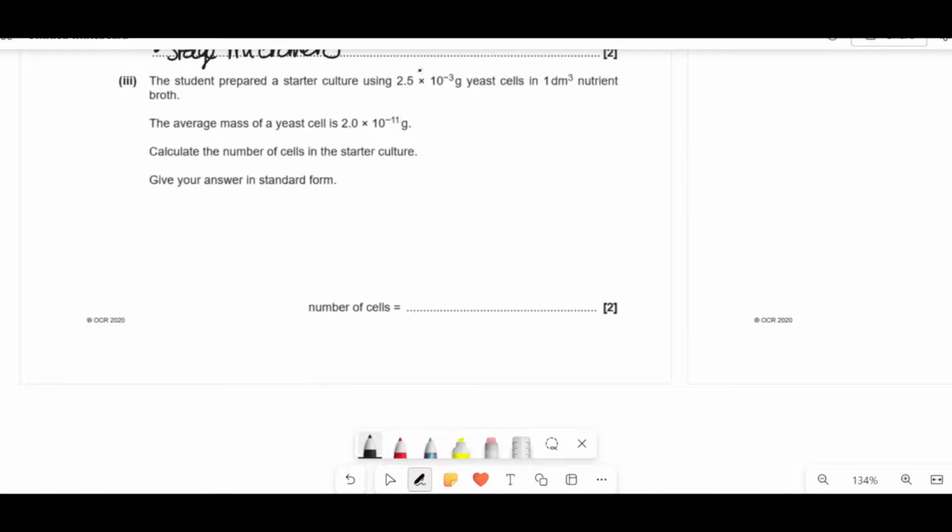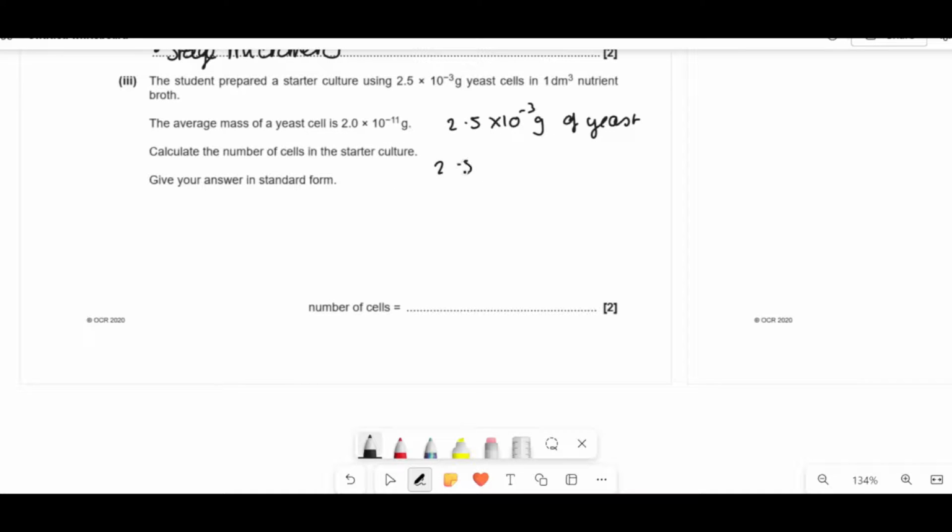Then it says the student prepared a starter culture using 2.5 times 10 to the minus 3 grams of yeast in 1 decimeter cubed of nutrient broth. The average mass of a yeast cell is given. Calculate the number of cells. So 2.5 times 10 to the minus 3 grams of yeast in a decimeter cubed, and it's saying that 1 yeast weighs this much. How many cells is it going to be?